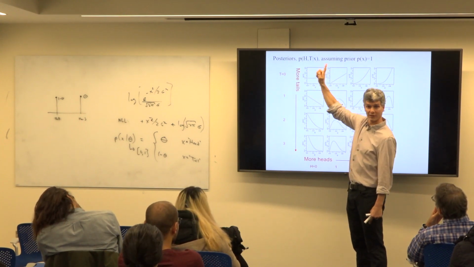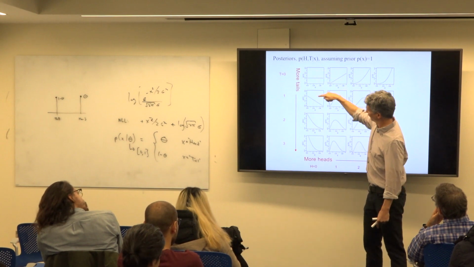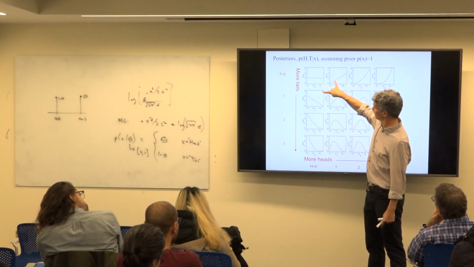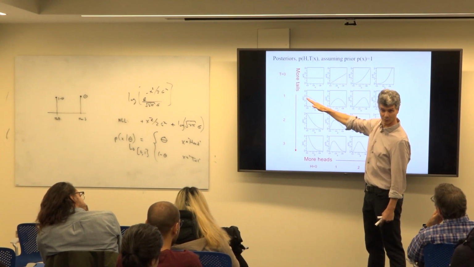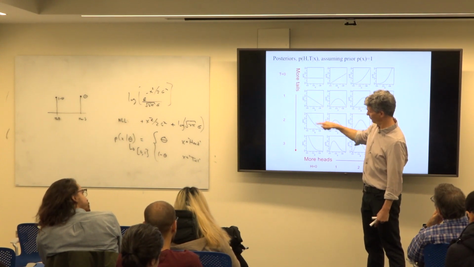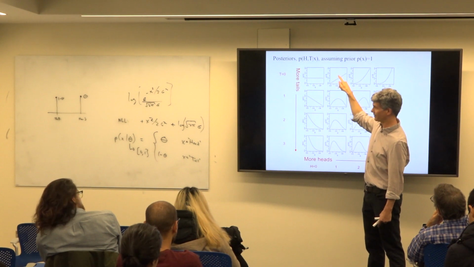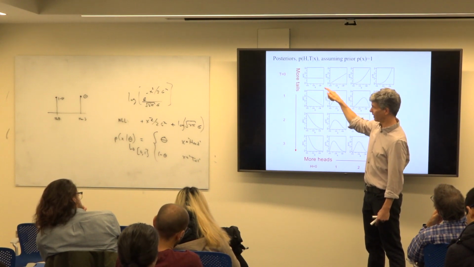If I measure one coin flip, I'm now in these two boxes. And my likelihood is either, I already showed you this, a ramp down or a ramp up, depending on whether my observation is 1 tail, 0 heads, or 1 head, 0 tails. Those are those two boxes.